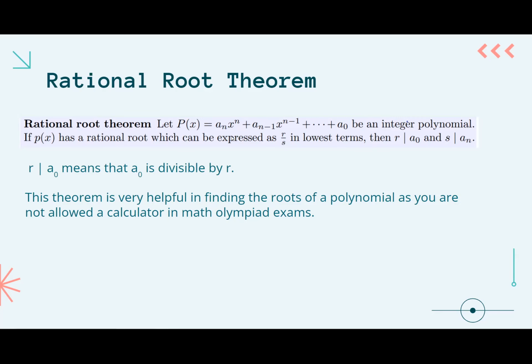So what it says is that let's say the polynomial has a rational root, which means it can be expressed as an integer divided by an integer. If it has a rational root in the form r over s, what it says is that the constant term of the polynomial is divisible by r, which is the numerator, and then the leading coefficient is always divisible by s, the denominator of the rational root.